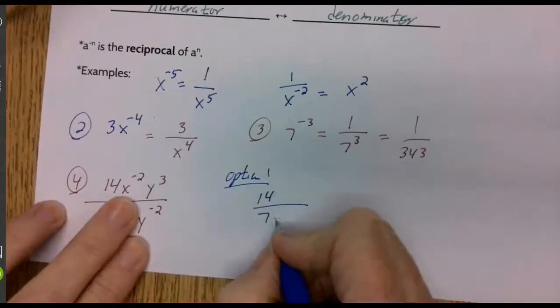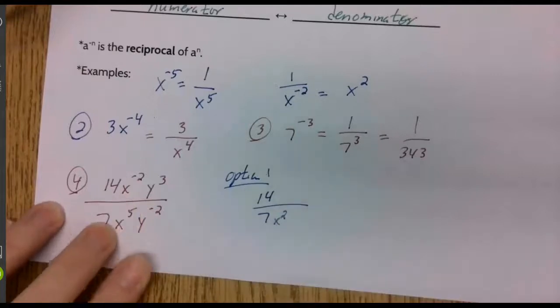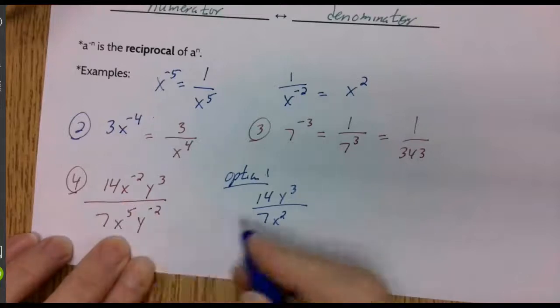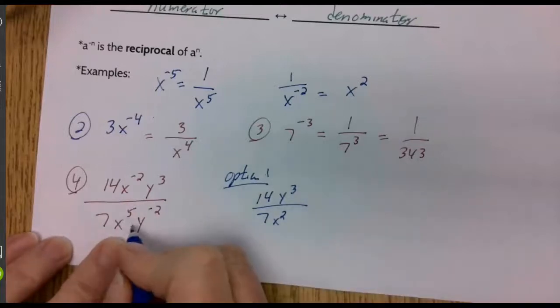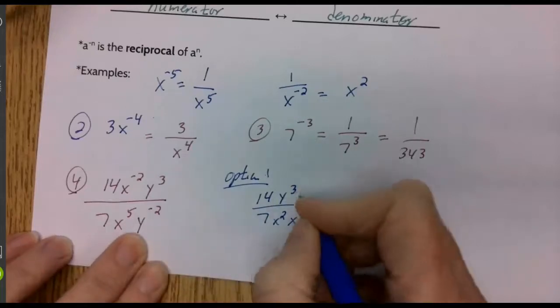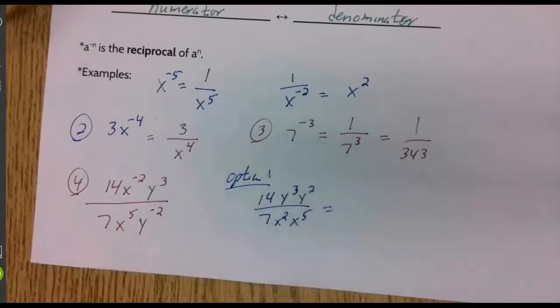So I have an x to the negative 2. That comes down to the bottom. Y to the 3rd stays up top. X to the 5th, it has a positive exponent. It doesn't move. Y has a negative exponent and moves up to the top.